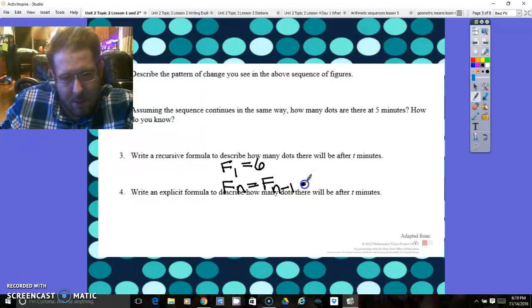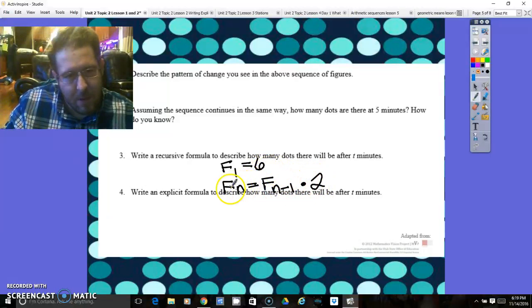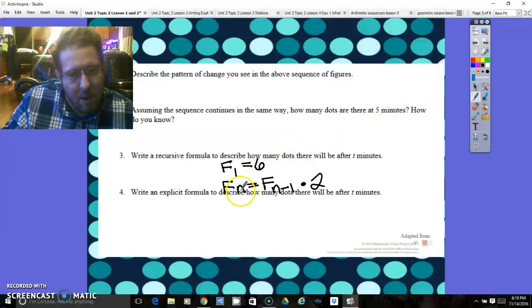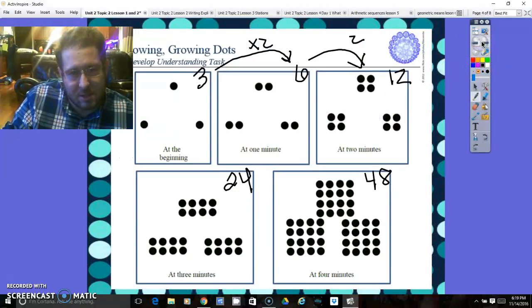And then it was multiplied by 2. So that's the starting point. It was the first minute, and this is the rule. So if you want to find any number, let's say you want to find the 50th number, you would just take the 49th number and multiply it by 2, because that really is just the pattern.